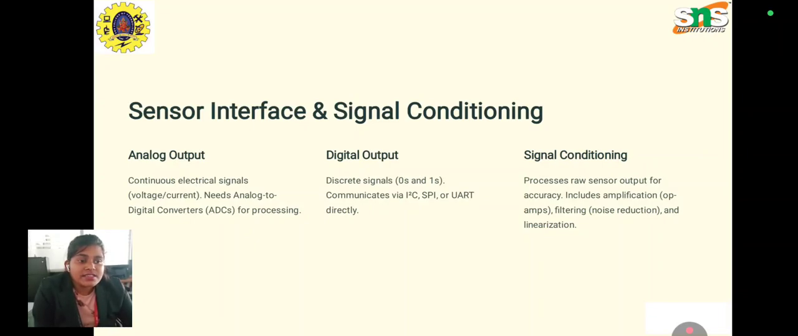Next is sensor interfacing and signal conditioning. Once the sensor gathers the data, how does it communicate with the system? Analog output sensors produce continuous signals, which require analog-to-digital converters, or ADCs. Digital output sensors communicate directly via protocols like I2C, SPI or UART. The signals often go through conditioning, which includes amplification, filtering and linearization to improve accuracy.